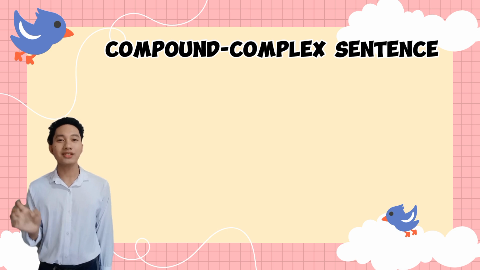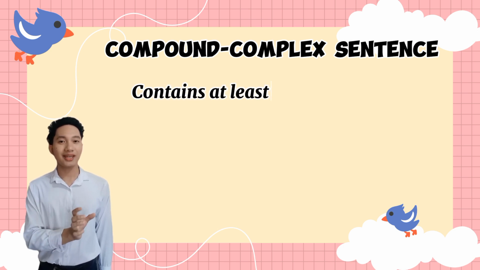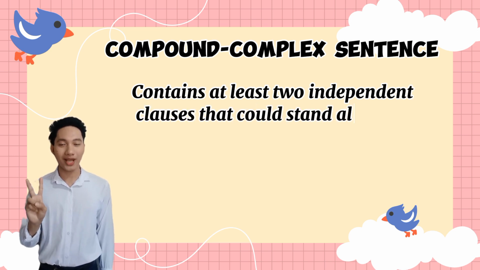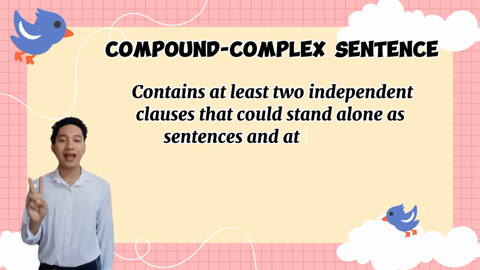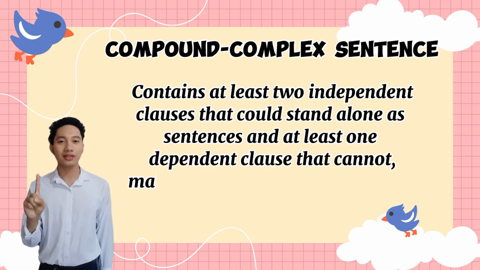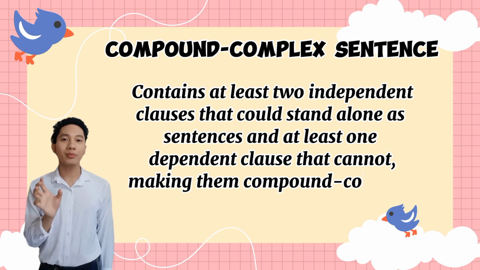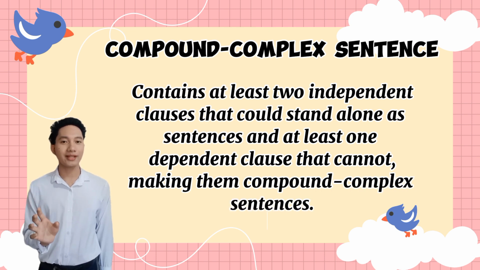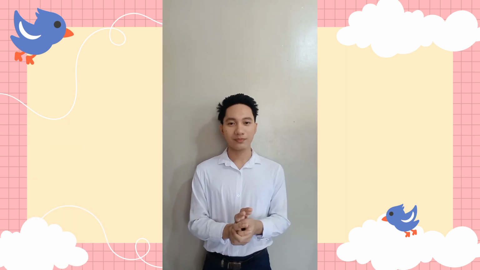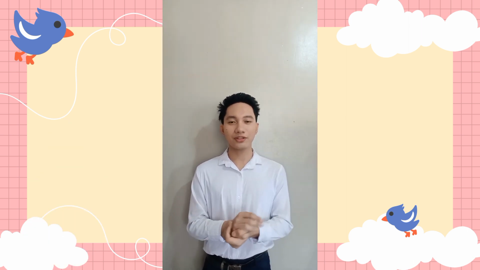Clear? So each of my examples contains, again, at least two independent clauses that could stand alone as a sentence and at least one dependent clause that cannot stand alone, making them compound-complex sentences. So understood? So that is our topic for today.